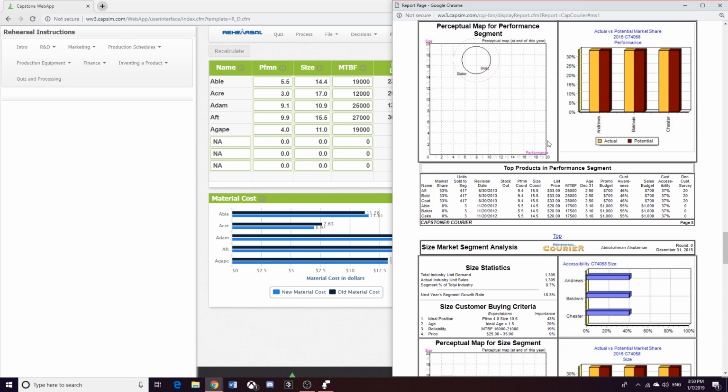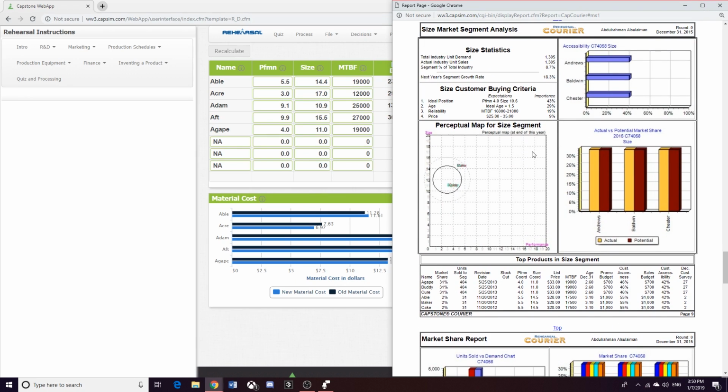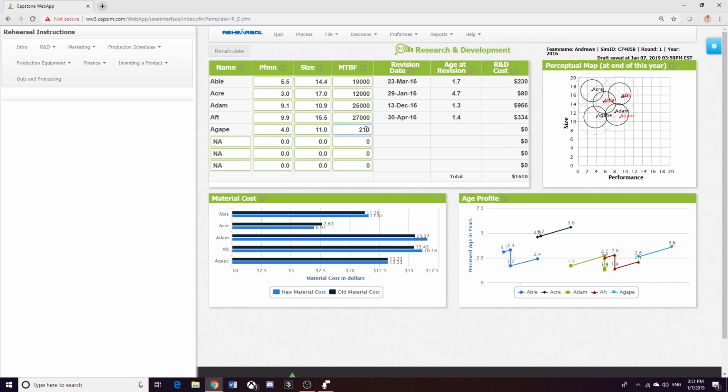All right, so we scroll down and go, okay, size. So Agape, you're at size. Agape has 31% market share in size. So good. Performance of Agape is 4, and size is 11. MTBF is 19. Let's finish with MTBF first. Reliability. It's 19% importance in here, so we want to be the best in it. So we go and say, okay, we want it to be highest. It is 21,000, so we say 21,000.